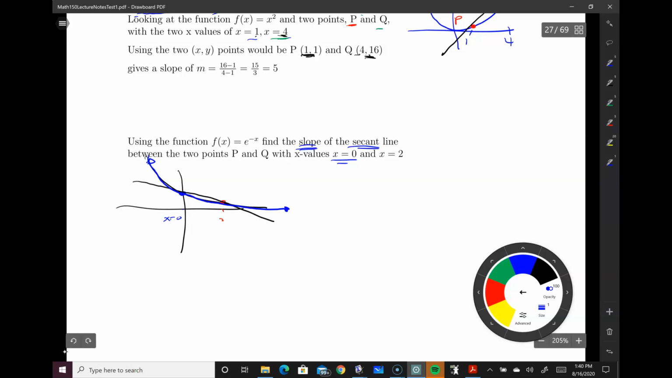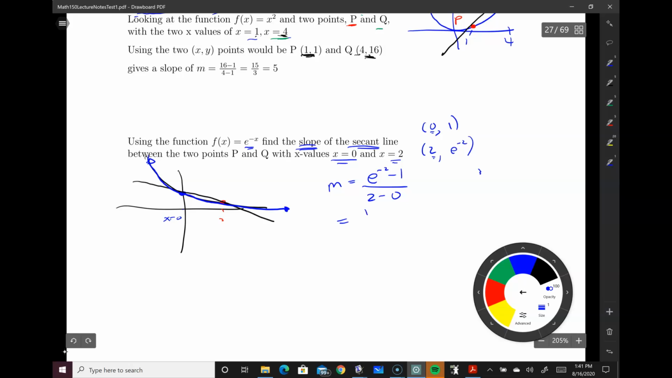Okay, so find the slope of the secant line. So we're going to be dealing a lot with slopes. So slope is the change in the y values over the change in the x values. So let's go find the points. We don't need to label them as P and Q, but I know I've got the x value of 0 and I've got the x value of 2. So if I use the x value of 0 in this function, e to the 0 I know is 1. If I use the x value of 2 in this function, I get e to the negative 2. All right, so the change in the y values would be e to the negative 2 minus 1. Change in the x values would be 2 minus 0.